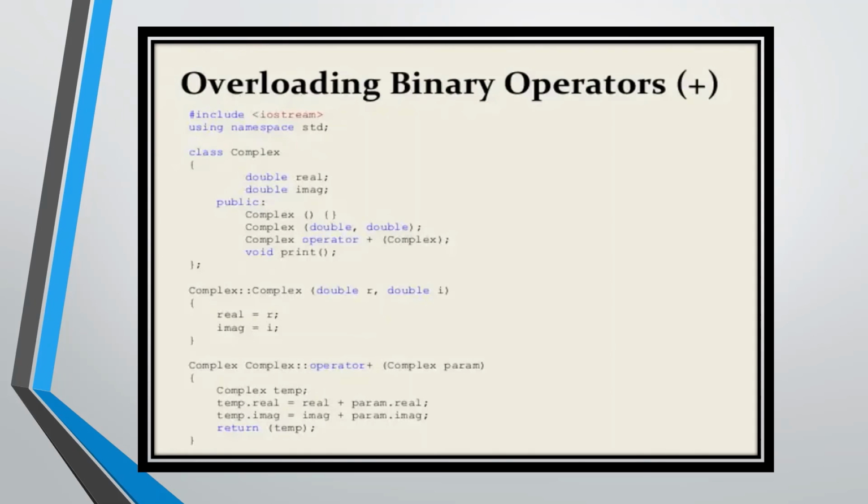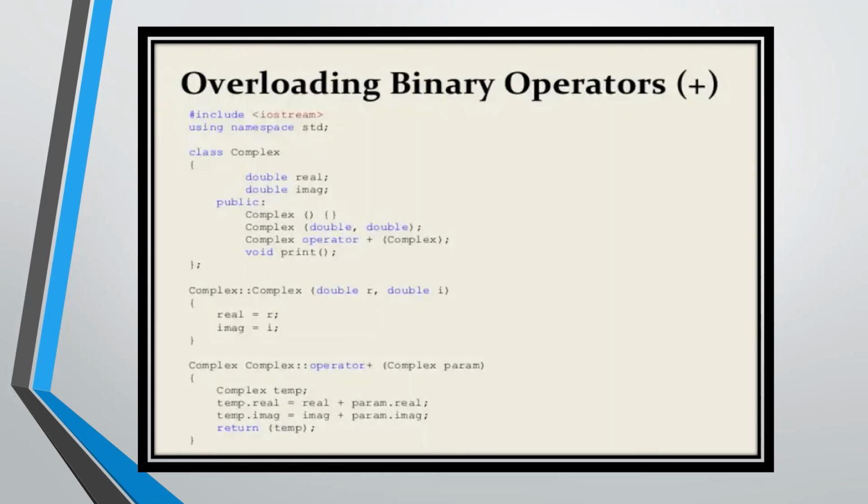Then return temp. So in the temp variable we stored the result, that is the addition of the real parts and the addition of the imaginary parts. As we have written complex as the return type, it means here we are going to pass a value which will be of type complex. So this is the example, that is the addition of two complex numbers by using the binary operator.